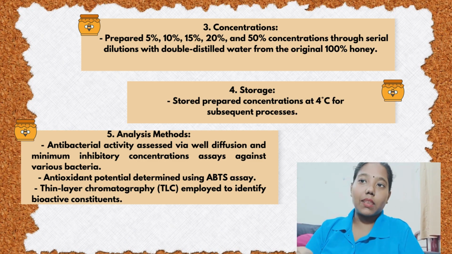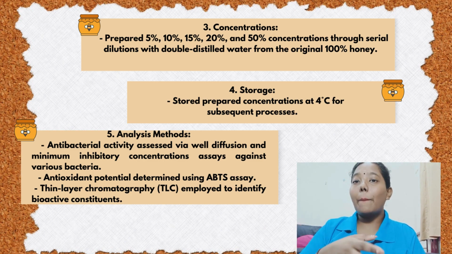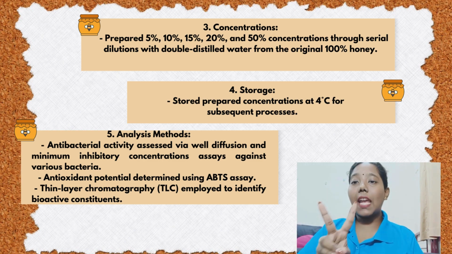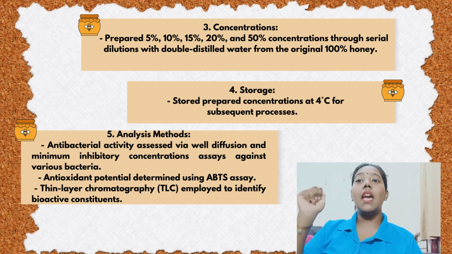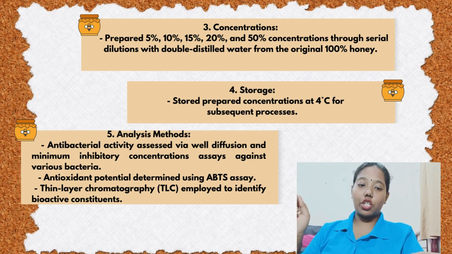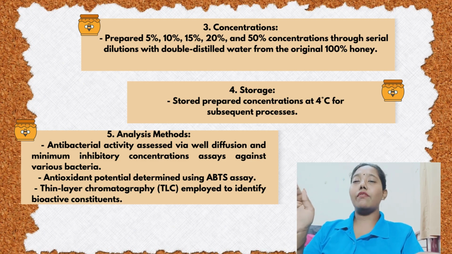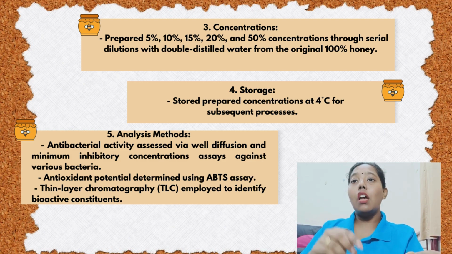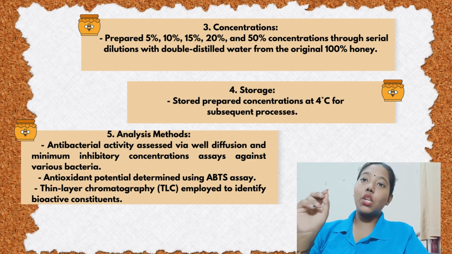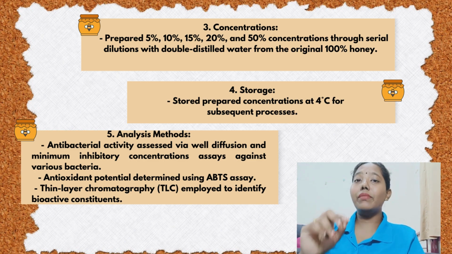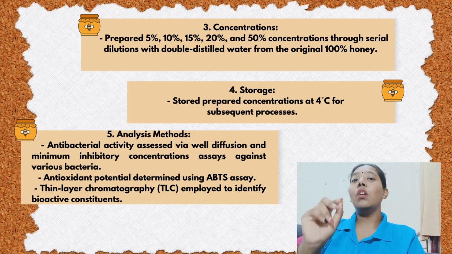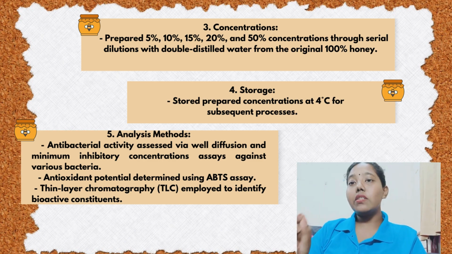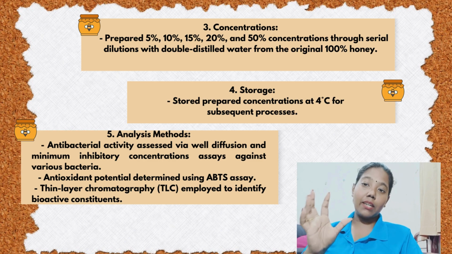For the analysis method, let's delve into the methods they employed. They used two key approaches to assess the properties of these honeys: antibacterial activity and antioxidant potential. For antibacterial activity, they utilized well diffusion and minimum inhibitory concentration assays. This method allows us to evaluate the effectiveness of the honey against a range of bacterial strains.